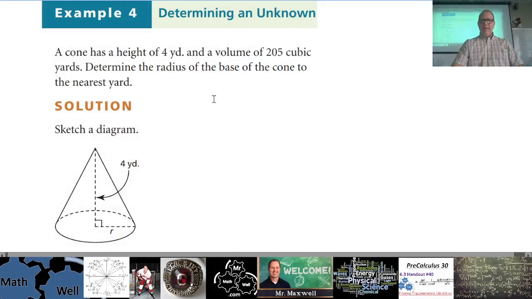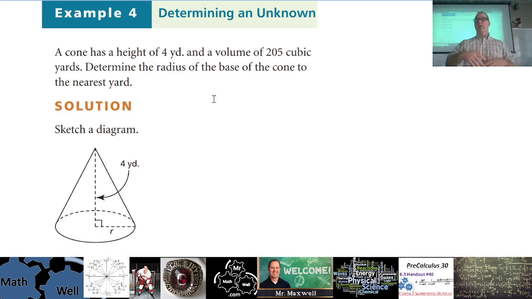Okay, so when we're talking about volumes of cones and pyramids and prisms, sometimes you're going to just be asked for the volume, a lot of times. But sometimes you're going to be asked for missing pieces of the diagram while being given the surface area or being given the volume. Okay? So that's what we're going to do here.